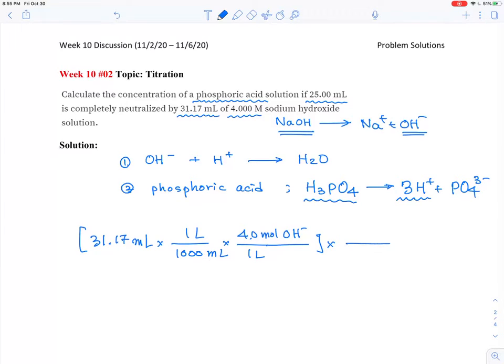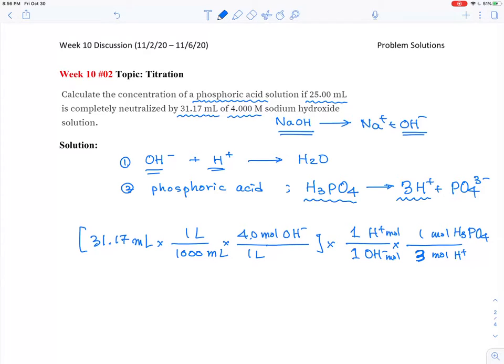And one thing we know from this is the one-to-one correspondence, so 1 OH is the same as 1 H plus. So 1 mole OH, 1 mole H plus, and then 1 mole of H3PO4 has 3 moles of protons, so I have to change this to 3 moles. That's a unit conversion factor that goes in.